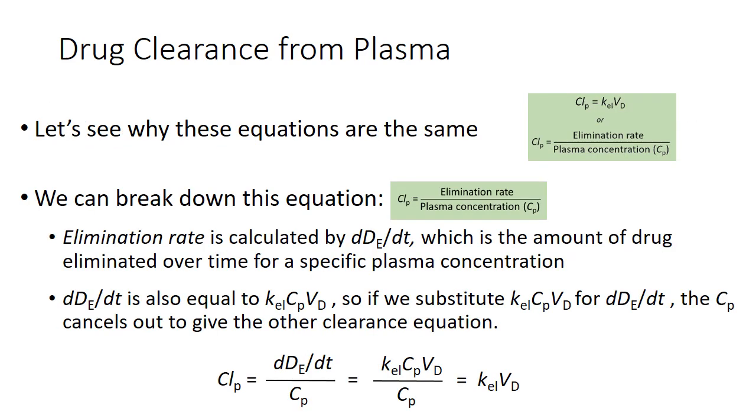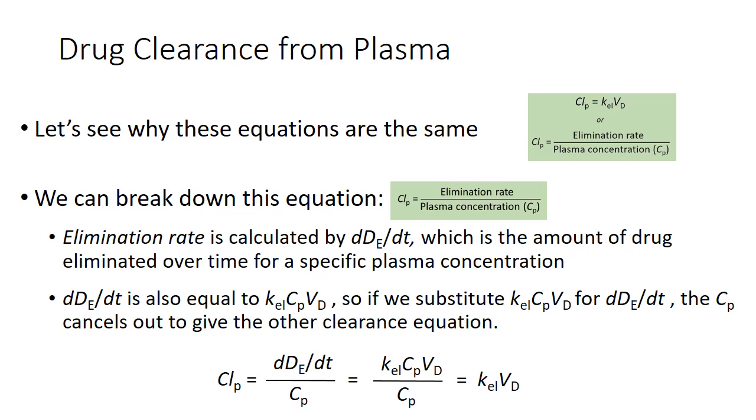Now things are going to get a little more complicated here, and I'm not going to hold you responsible for the majority of this, especially deriving equations like this, but let's just at least dissect it or look at it a little bit, and hopefully get something useful out of this. So we can break down the equation for clearance here, which is the elimination rate divided by the plasma concentration.